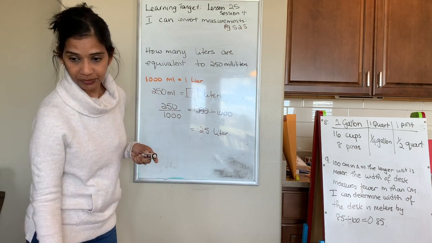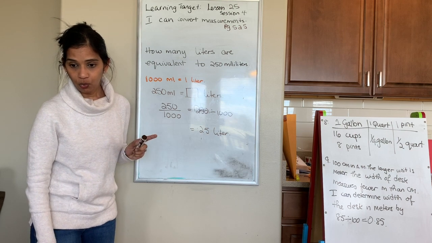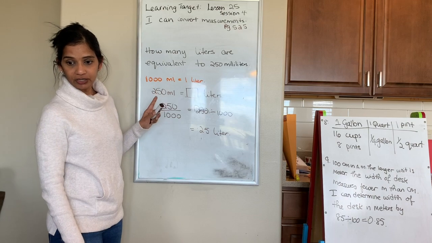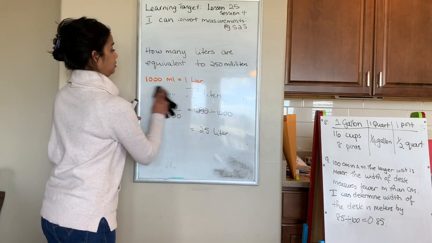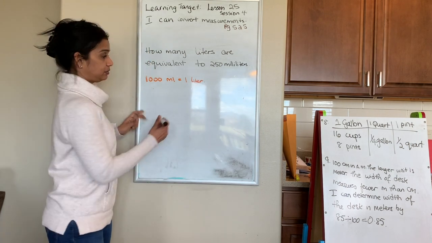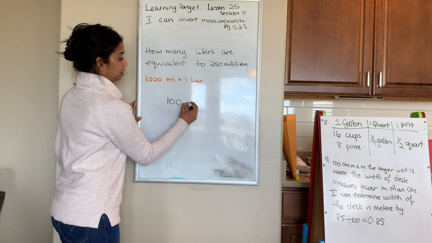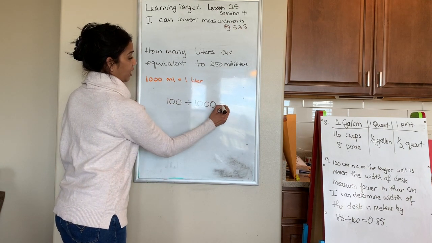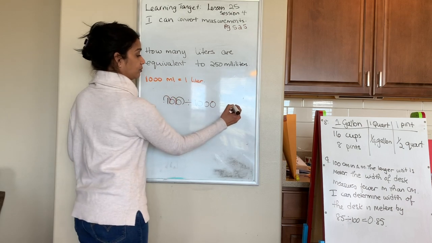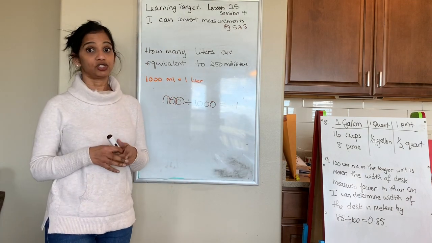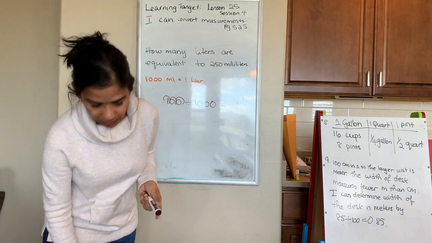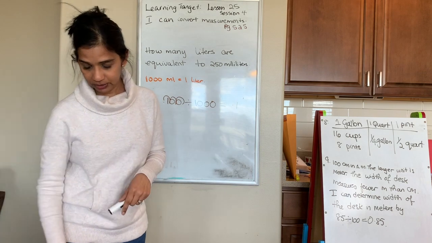Okay, let's look at that. So we're doing 1 liter equals 1,000 milliliters, right? And we're just following that example in your book. 100 divided by 1,000. 1, 2, 3. See that? Just like when we did decimals, all right? Okay, so that's our answer right there, 0.1 liter.